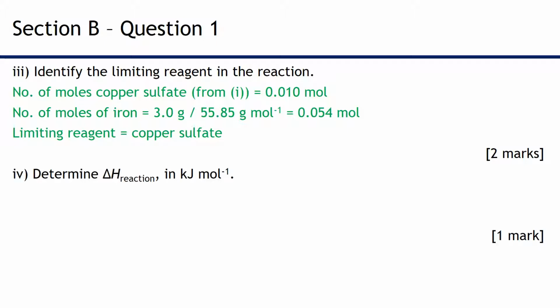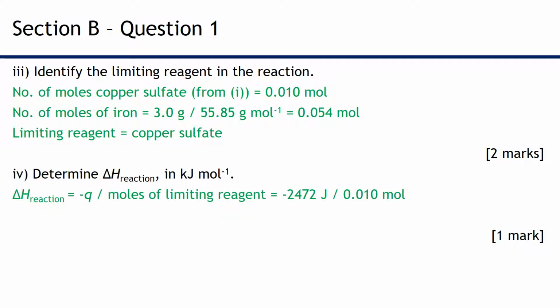Then in part 4, you're asked to determine delta H of reaction, the enthalpy change of reaction, in kilojoules per mole. You should possibly remember, and it was maybe a bit of a clue from parts 2 and 3, being asked to determine the heat of reaction and the moles of limiting reagent, that you need these values to calculate delta H of the reaction. You can calculate it from your value of Q divided by the moles of limiting reagent, with a minus symbol in front, because Q is the amount of heat that is transferred, whereas delta H is the amount of heat that is given out.